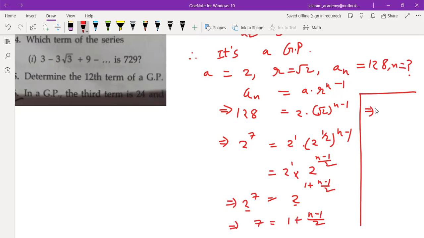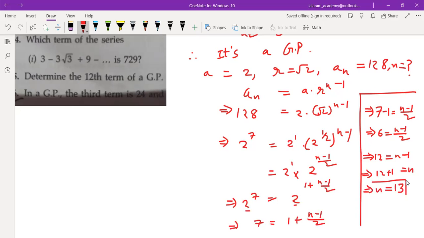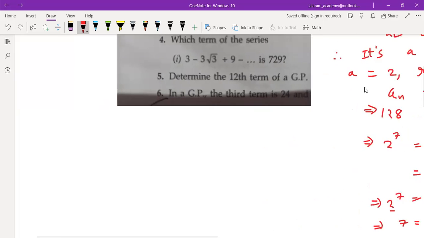If we transfer 1 to the left hand side, 7 minus 1 equals n minus 1 upon 2. That is 6 equals n minus 1 upon 2. Cross multiplying, 6 into 2 is 12 equals n minus 1. It implies 12 plus 1 equals n. It implies n equals 13 is the answer. So the 13th term will be 128.